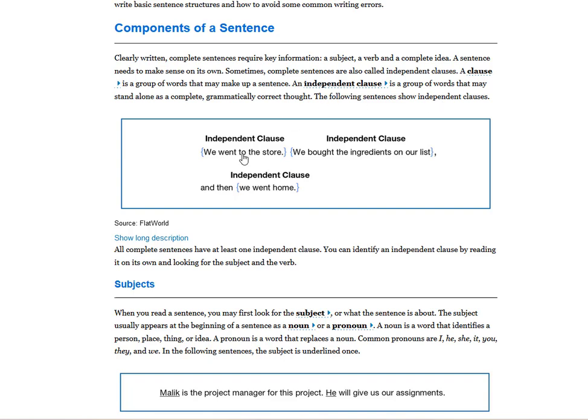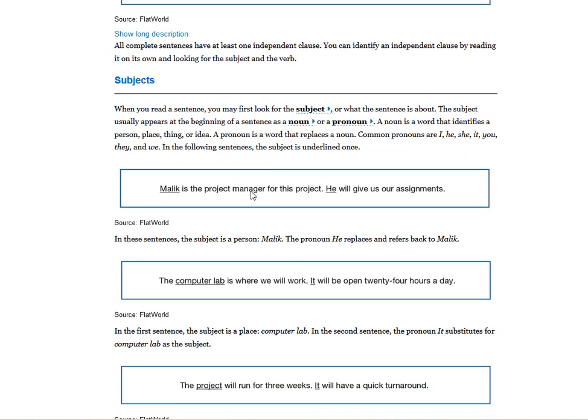Independent clause: we went to the store. Independent clause: we bought the ingredients on our list. And then, independent clause: we went home. All complete sentences have at least one independent clause. When you read a sentence, you may first look for the subject.